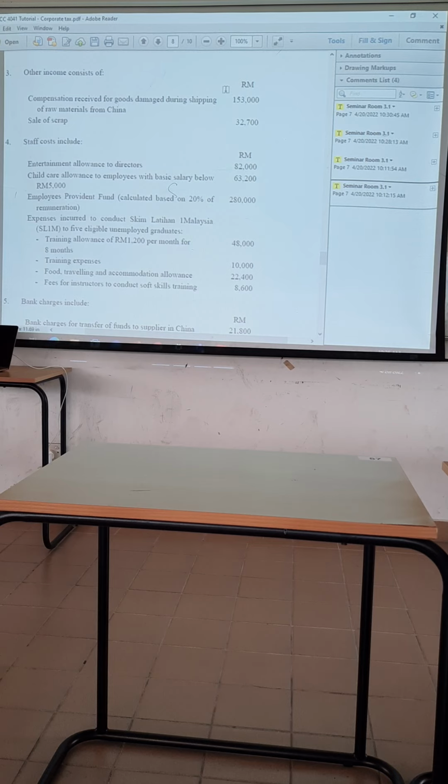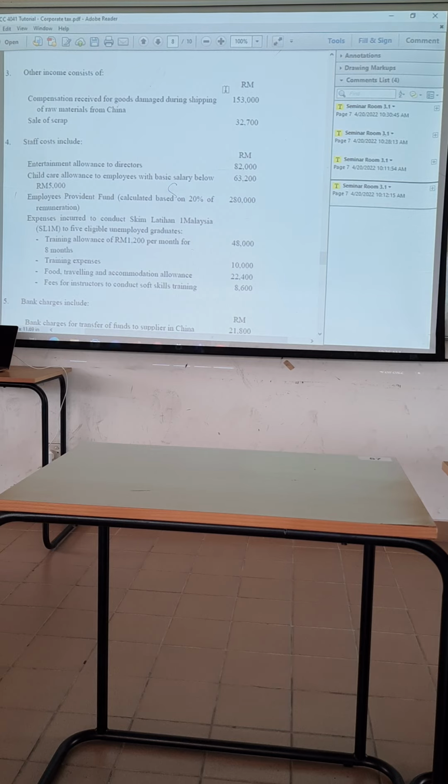Alright, EPF. So EPF under expenses under section 34. 34 means that the deduction is specifically allowed under the law. So you don't have to say why, just the law says so. But the law says under EPF, we only allow deduction up to 19%. Anything above 19% is not allowed.